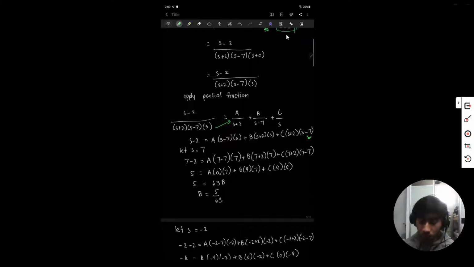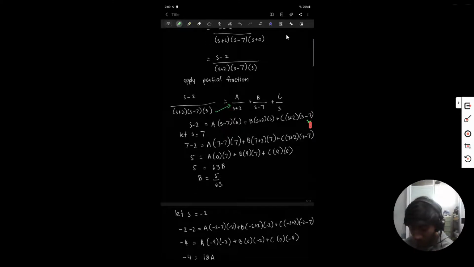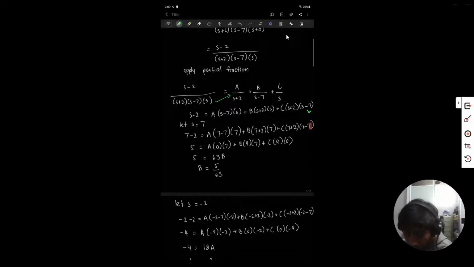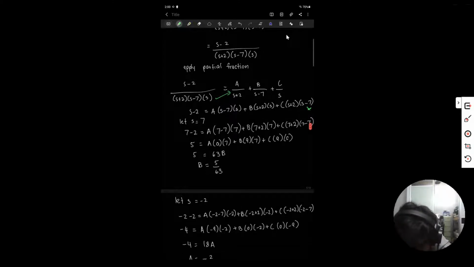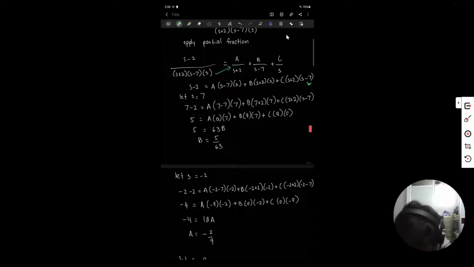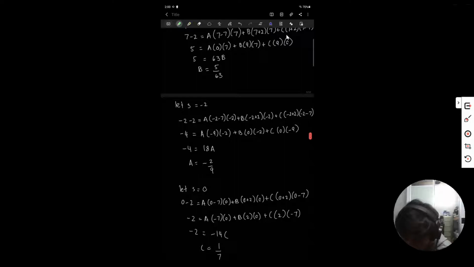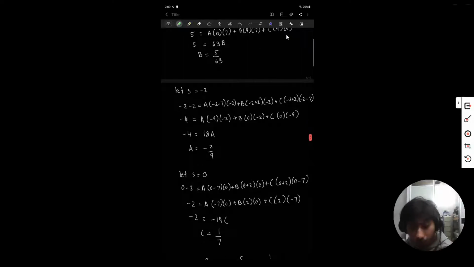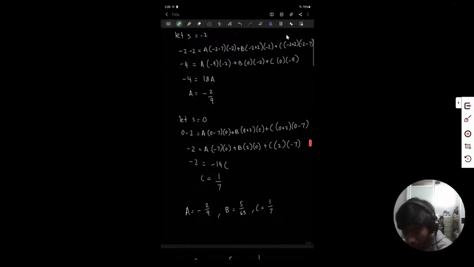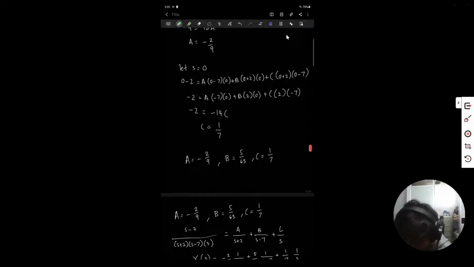From this equation, we just apply the elimination process. To find one variable, we have to remove the other variables. If I want to find A, we have to remove B and C. To remove, we use S equals 7. When S equals 7, we are left with only B. So we get B equal to 5 over 63. Then we apply S equals -2. We will eliminate B and C. We get A, so A equal to -2 over 9. And we use S equal to 0 to get C. So we get 1 over 7.